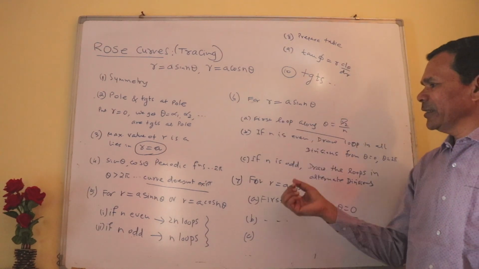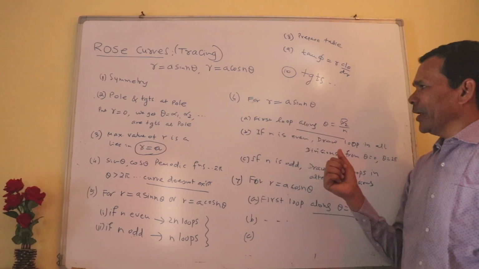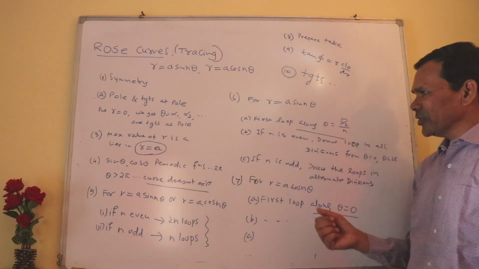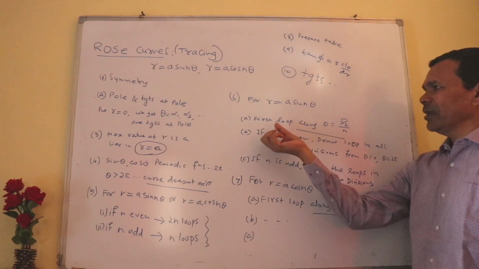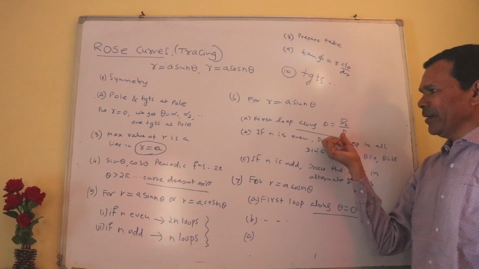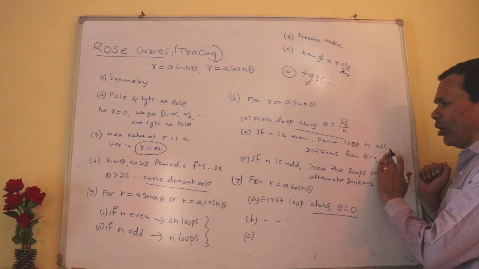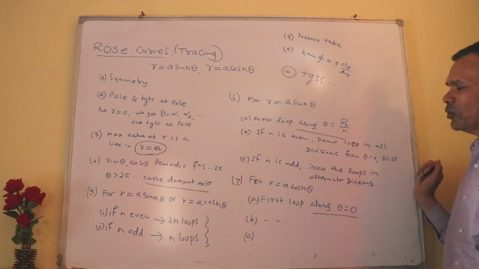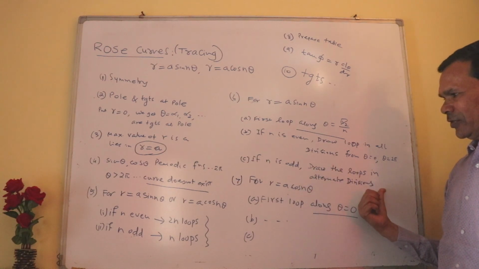And similarly, there are separate features for r is equal to A sin n theta. For r is equal to A sin n theta, the first loop is along theta is equal to pi by 2n. If n is even, then as usual draw loops in all divisions from theta is equal to 0 to theta is equal to 2 pi. If n is odd, then draw the loops in alternate divisions.